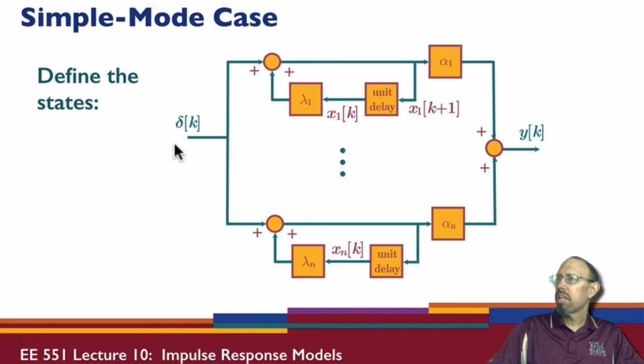Now, in general, in finding a state model, instead of now having a delta function, we're going to apply just a general input u of k.